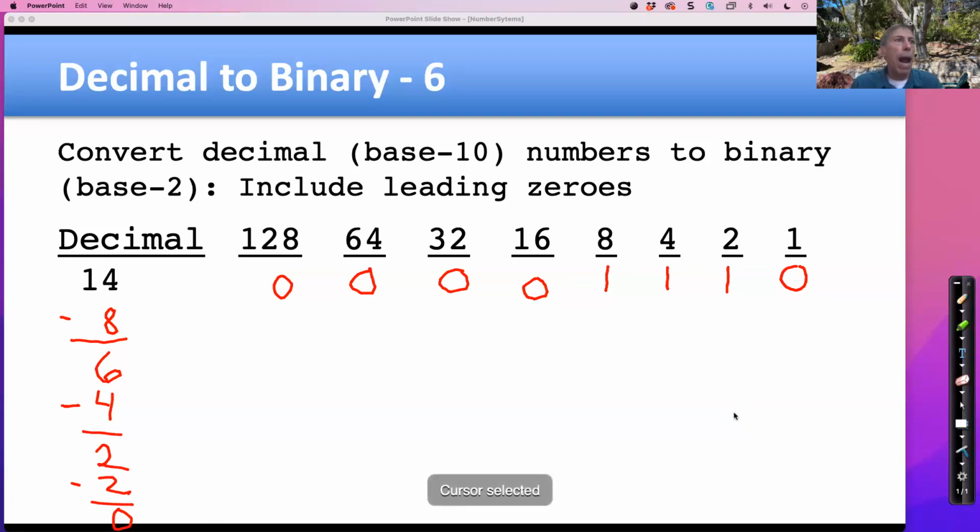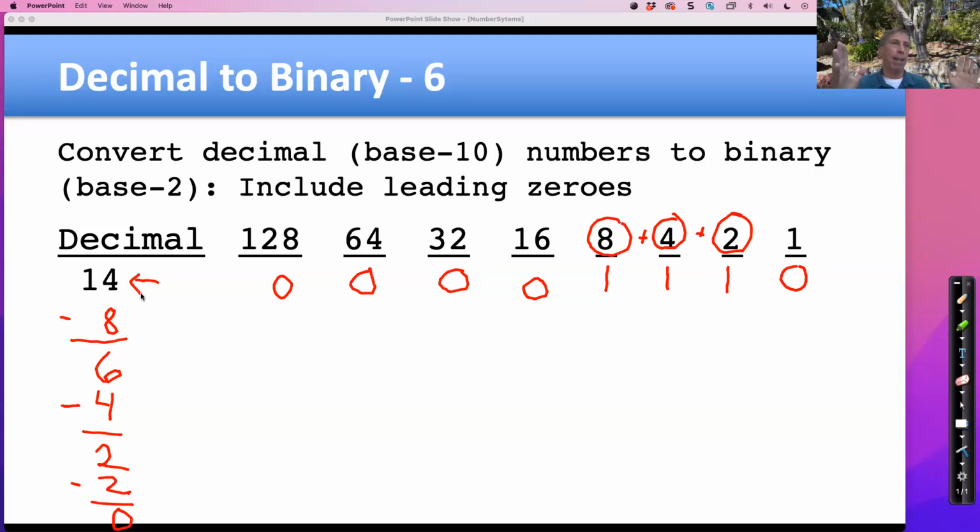And how can we make sure that this is correct? Well, what you can do is just wherever you have a 1, add these digits right here. Wherever we have a 1, add those up. 8 plus 4 plus 2, 12, 13, 14. Yep, 14 right there. The beauty of math, okay? It's very, no exceptions. The rules apply all the time. Very easy to work with.